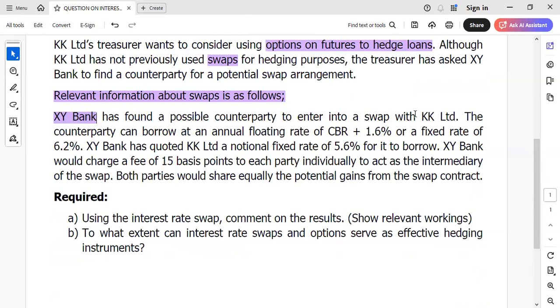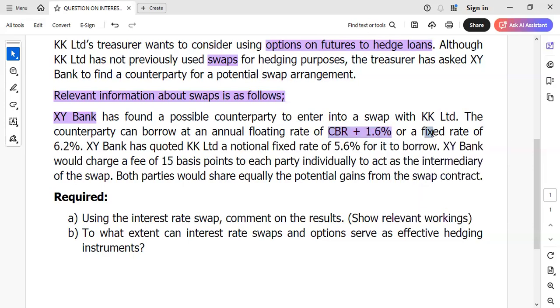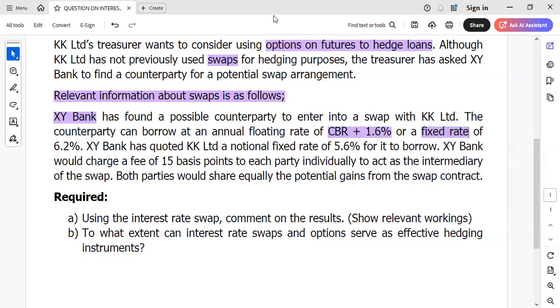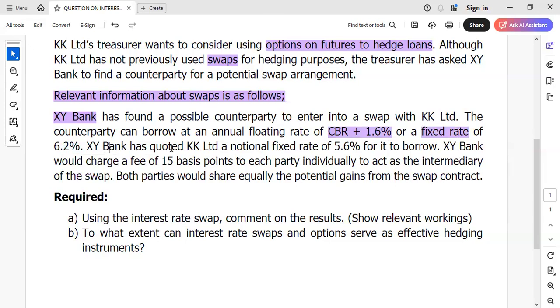We have now the counterparty. The counterparty can borrow at an annual floating rate. So here you have the counterparty floating rate, and at the same time, you have the fixed rate of the counterparty of 6.2%. XY Bank has quoted KK Limited a notional fixed rate.